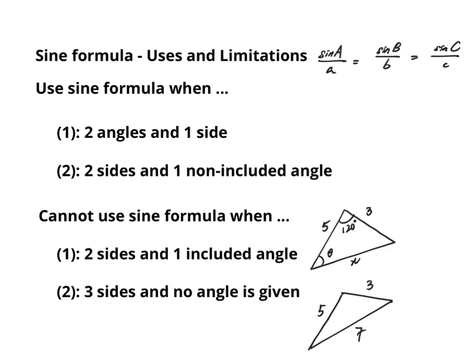Here is the second condition. If the question only gives you the three sides of the triangle, we also can't use the sine formula because there are two unknowns. In order to find unknowns in these triangles, we have the cosine formula. So we are going to learn this in chapter 7.3.